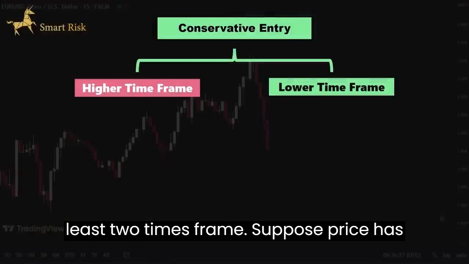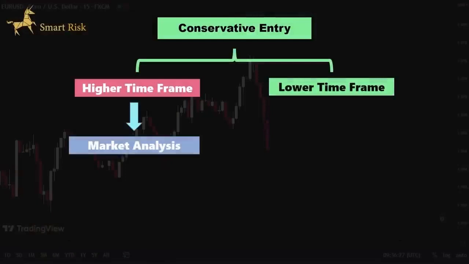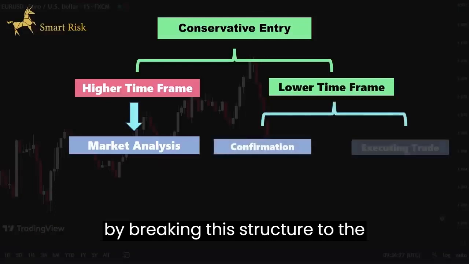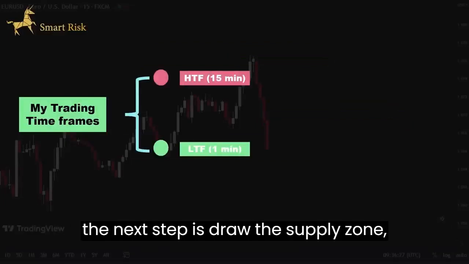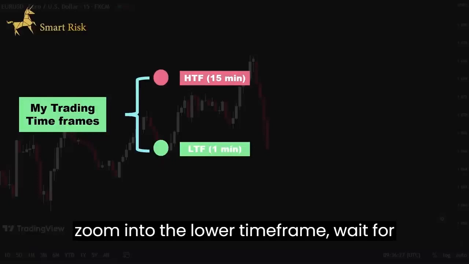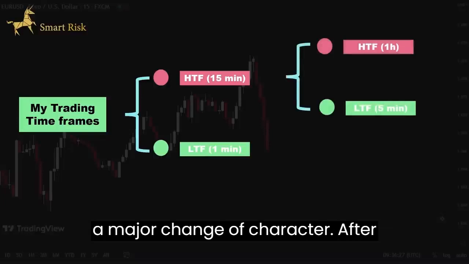Suppose price has created this series of BOSs to the upside, and after touching a higher time frame strong supply, rejected and created this major change of character by breaking this structure to the downside. So what we're going to do in the next step is draw the supply zone, which is created by Chalk's wave. Then we will zoom into the lower time frame, wait for price to return to the zone and show us a major change of character.